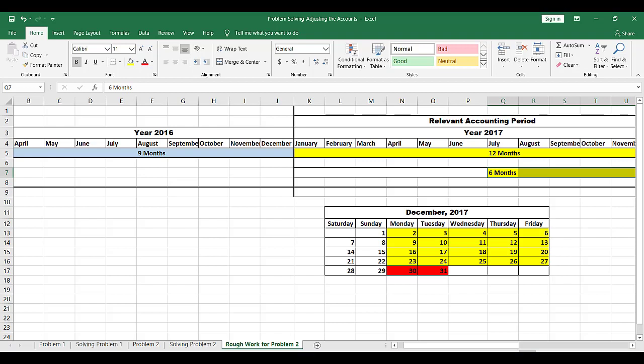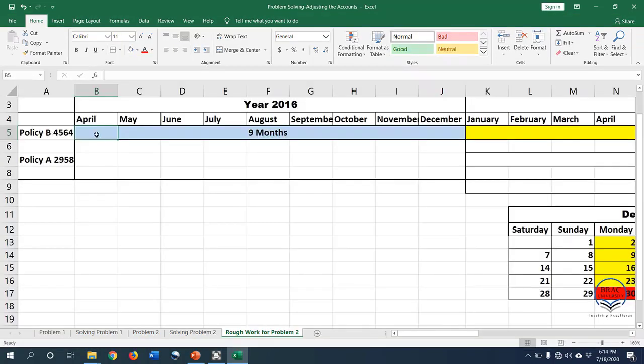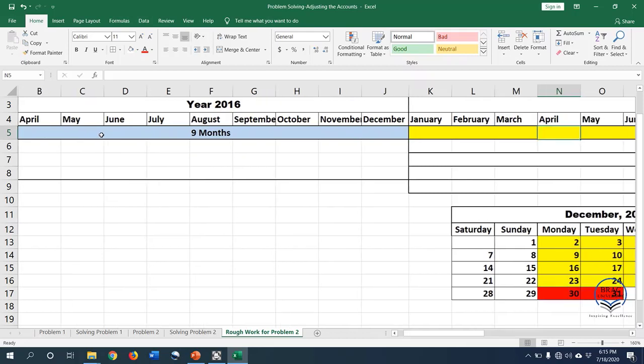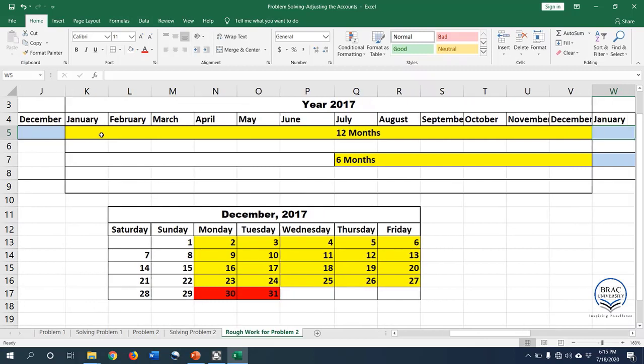Okay. So here I have made a time series for your better understanding. So think about the policy B, the first one. We purchased the policy in April, so this policy starts covering from April. So it has covered 9 months of 2016, April to December. Then it will also cover the whole 12 months of year 2017. Very simple.